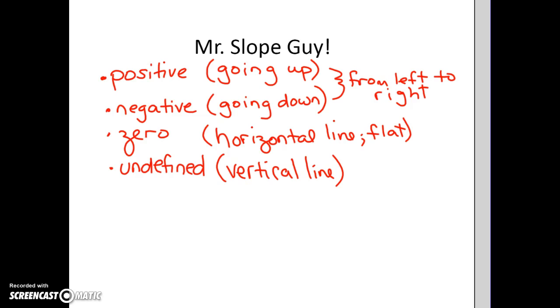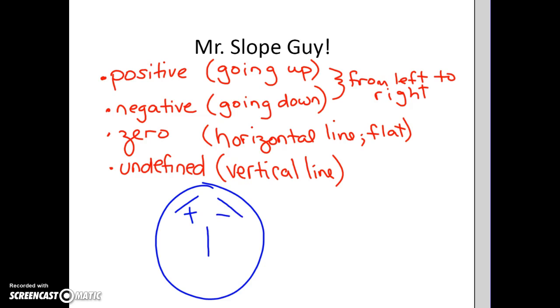So, Mr. Slope Guy. Mr. Slope Guy can help you have a visual reminder of what type of slope you have. So, Mr. Slope Guy looks like this. We have a positive slope and a negative slope. We have a vertical line which is undefined, so there's a U. Then we have the horizontal line which has a 0 slope. There's our Mr. Slope Guy.